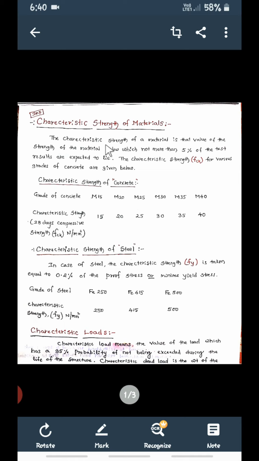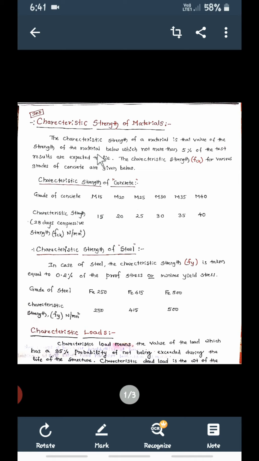Here, the characteristic strength of a material is that value of the strength of material below which not more than 5% of the test results are expected to lie. Okay, so what do you mean by characteristic strength? Characteristic strength is nothing but a strength below which not more than 5% of the test results are expected to lie.